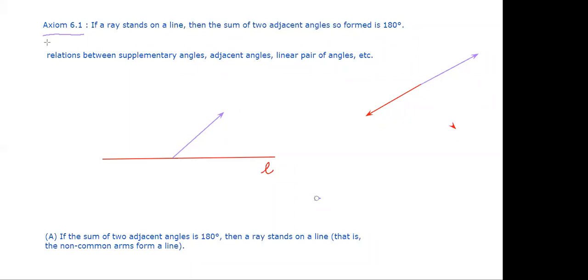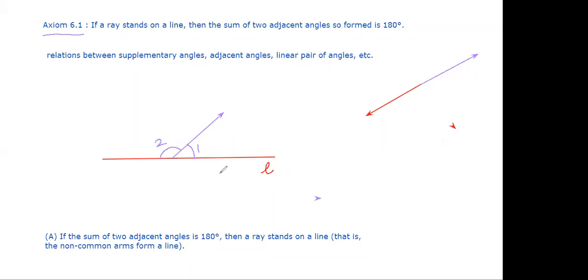An axiom is a bit below a theorem. A theorem is proved by mathematical reasoning or mathematical deductions. But an axiom is supposed to be understood. So this is a ray standing on a line L. And what are the angles formed, students? This is angle 1. We have just explained this before also. And this is angle 2.